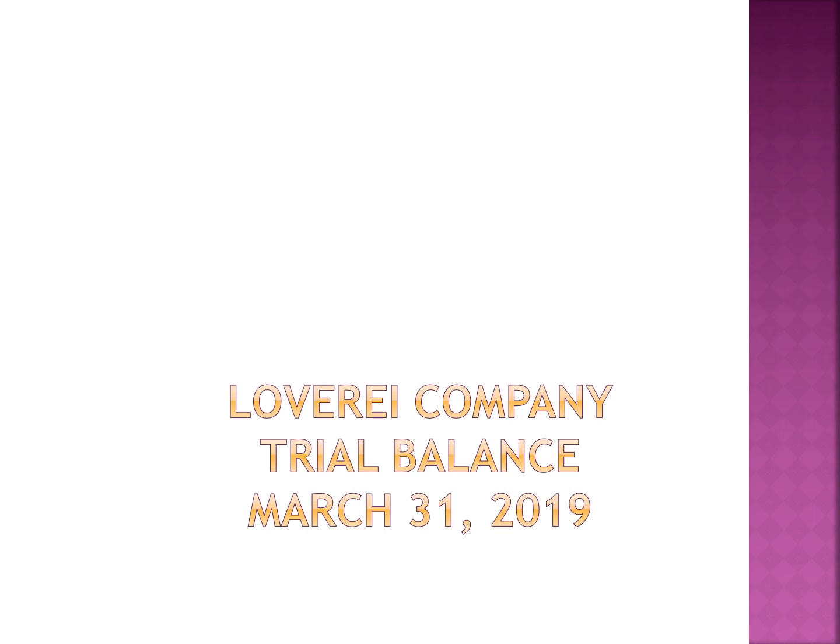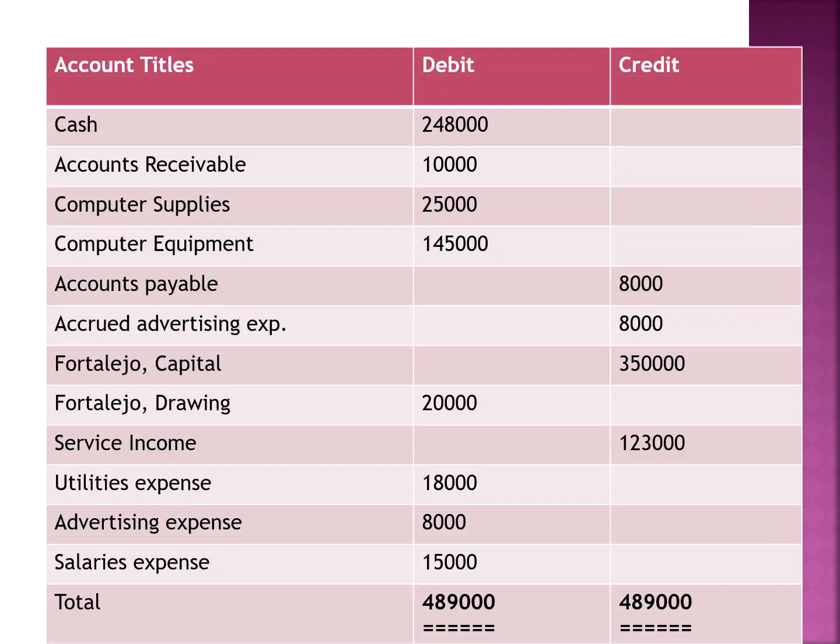Next, after finding the balances of your general ledger, we have now to prepare the trial balance. So for the trial balance, the first is the heading on top of the report and centered. So for example, Loveray Company, Trial Balance, March 31, 2019. So this must be written on top of your trial balance. And that's why I did not write it here, because the space will run short. But actually, the trial balance heading should be here on top, centered.